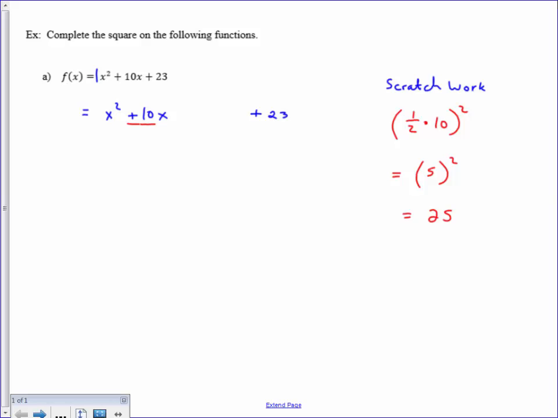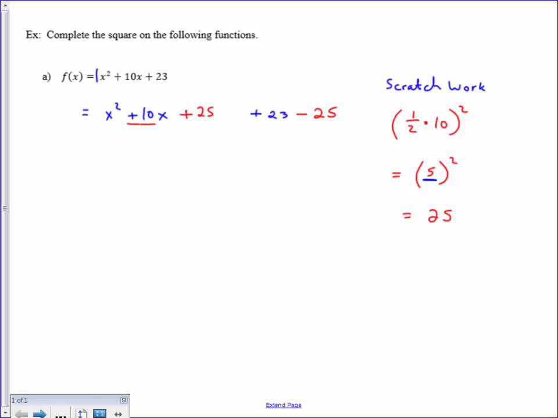I will always write the second step in here because later on I'm going to use that number that's on the inside before it got squared. Now what I'll do is the 25 that I got from doing these steps, I'm going to come and add it to my x squared and my 10x group, but I can't just add a number in without also taking the very same number out.